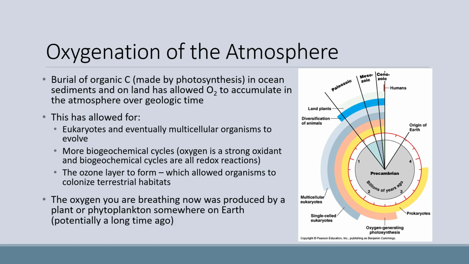This has allowed for eukaryotes and eventually multicellular organisms to evolve. We've mentioned this before, but I just wanted to mention it here again. It has also allowed for more biogeochemical cycles to exist. Oxygen is a strong oxidant, and biogeochemical cycles are all redox reactions. The last point we will discuss in this lecture is that it allowed for the ozone layer to form, which allowed organisms to colonize terrestrial habitats. These second two points we will discuss later in the lecture as well.